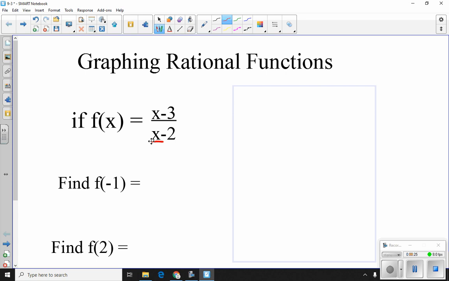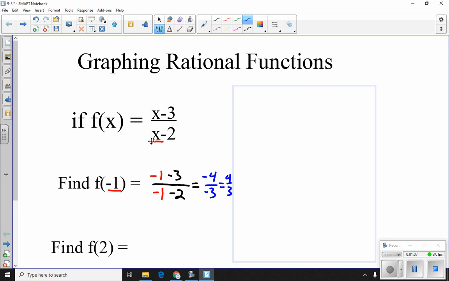So if I have, say, an f of -1, what I used to do before was the exact same thing I'm going to continue to do. I'm going to put a -1 in the spot of each x. So I'm going to have a -1 minus 3 on top, a -1 minus 2 on the bottom. I'm going to follow my order of operations and subtract the top. -1 minus 3 is a -4 over -3. A negative divided by a negative is a positive. So this is just going to equal 4/3, or you could even call this 1 1/3.